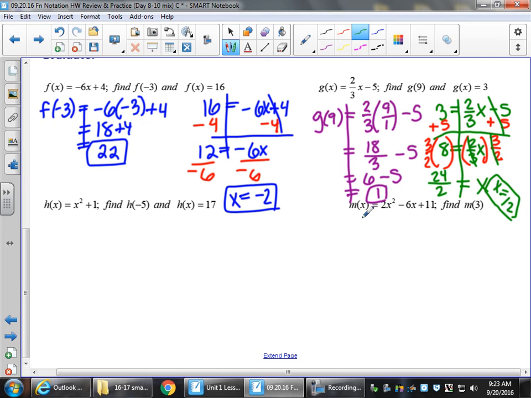We have calculators that allow you to type this whole equation in. I have no problem you doing that to check your answer. But you need to show me that you are comfortable with your order of operations. And this is what I mean. For m of 3, wherever I see x, what am I plugging in? 3.